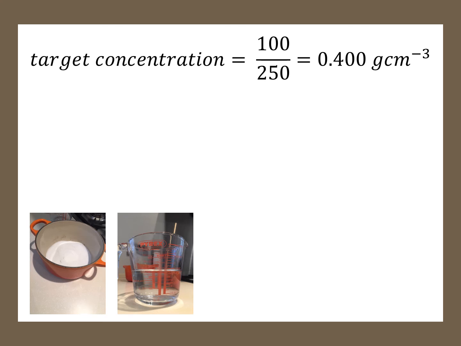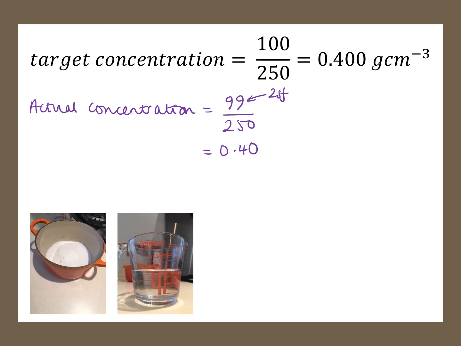Now if we finish this calculation off, it would be good to work out the actual concentration. So the actual concentration of the solution that we make up by adding those substances together is going to be not 100 grams this time, but 99 grams as our actual mass. Divide through by 250, and that to 2 sig figs, because this is to 2 sig figs here, will give us a 0.40 grams per centimetre cubed concentration. But remember that there's a 12% uncertainty in that.